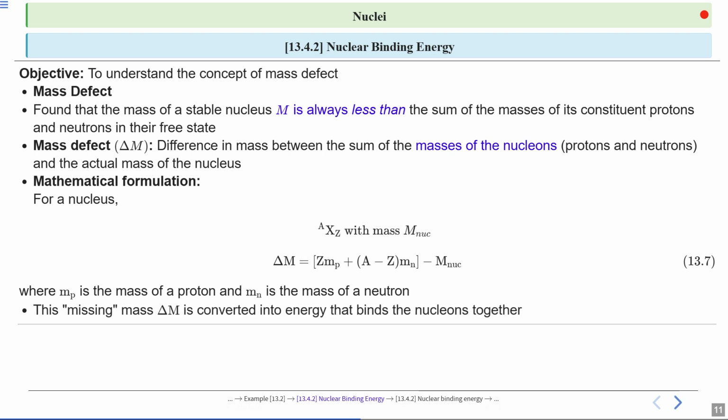The missing mass delta M is not actually lost. It is converted into energy that holds the nucleus together. This is called the binding energy, and it's a direct application of Einstein's equation, E equals mc squared. The greater the mass defect, the more tightly bound the nucleus is.